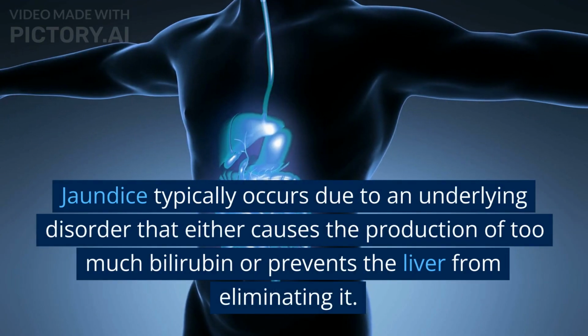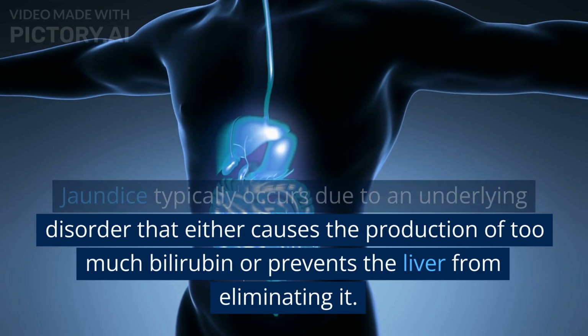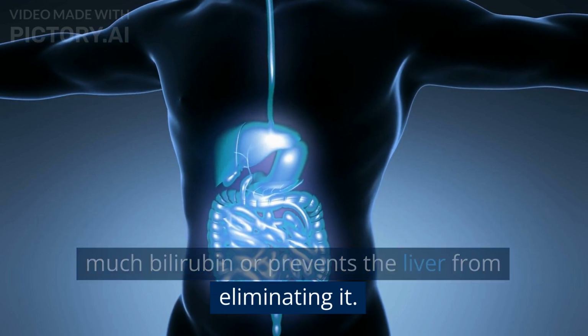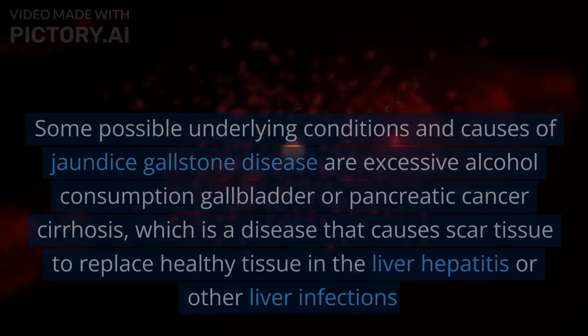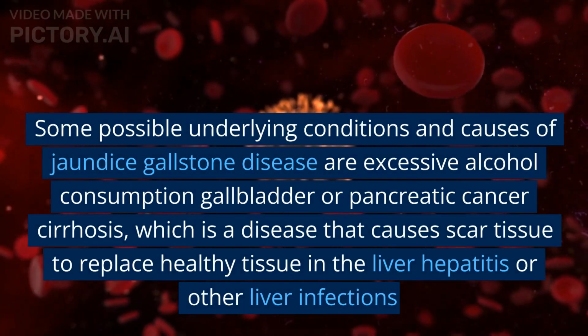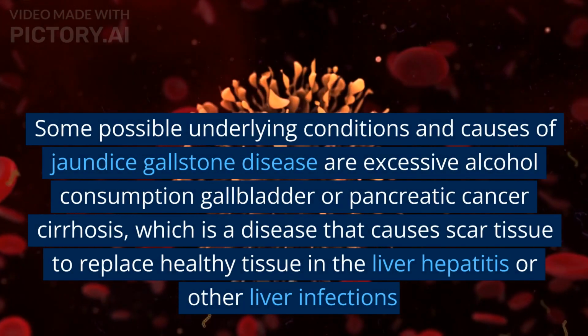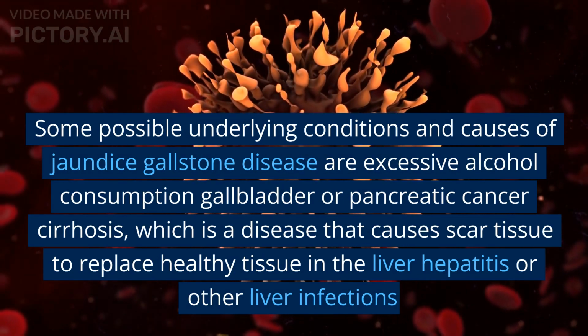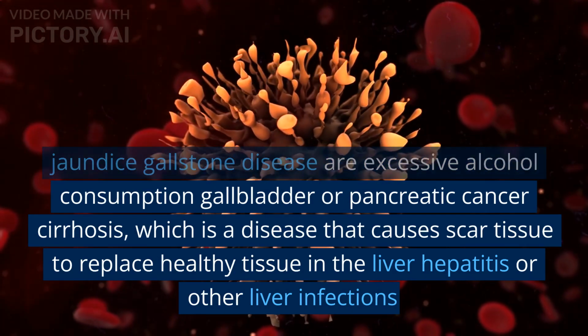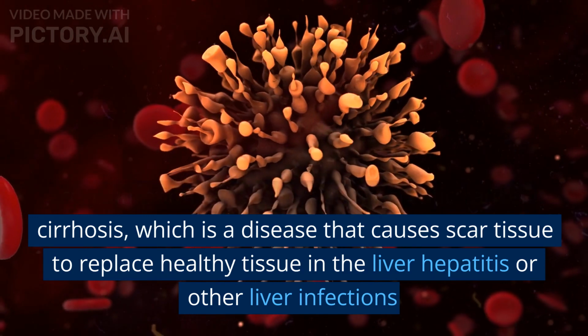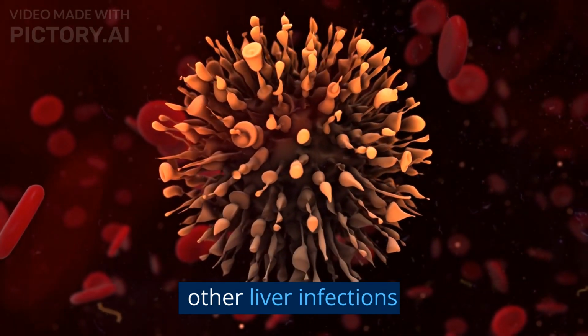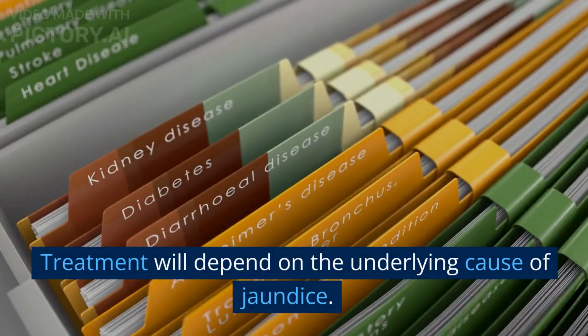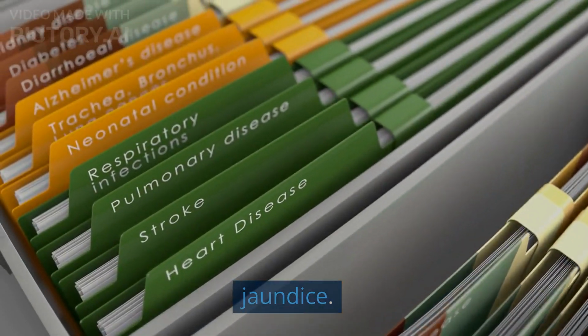Jaundice typically occurs due to an underlying disorder that either causes the production of too much bilirubin or prevents the liver from eliminating it. Some possible underlying conditions and causes of jaundice: gallstone disease or excessive alcohol consumption, gallbladder or pancreatic cancer, cirrhosis, which is a disease that causes scar tissue to replace healthy tissue in the liver, hepatitis or other liver infections.